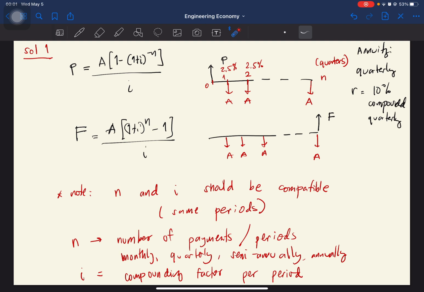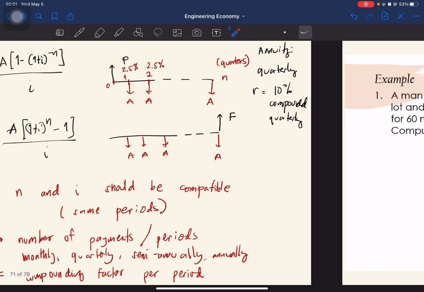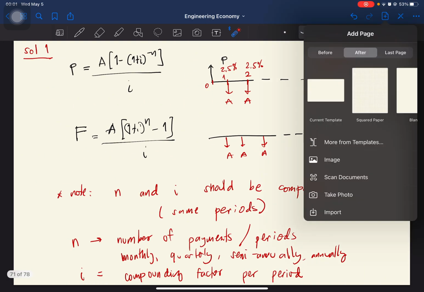Pero may isa akong example dito na magkaiba yung payment periods at saka yung nominal interest rate. So, meron kayong reference. Now, yung solution 2 naman natin is if you want to stick with the definition that N is in years, and R is nominal interest rate, and M is number of compounding periods per year, then you will use this solution 2, okay?